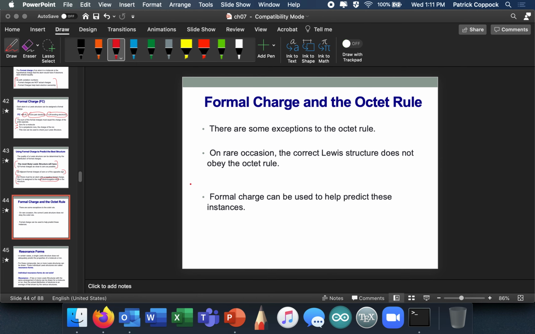There are some exceptions to the octet rule. On rare occasions, the correct Lewis structure does not obey the octet rule. We've already seen some exceptions, and formal charges can be used to help us predict these instances.